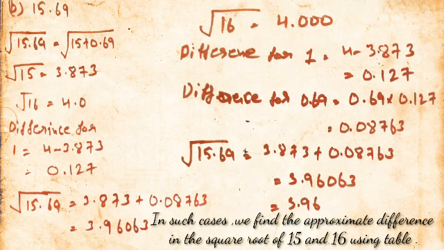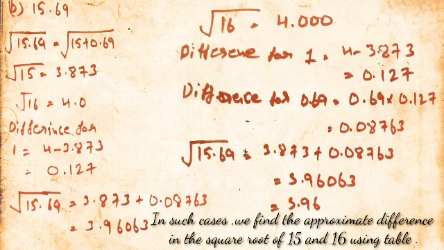0.127. And if the difference for 1 is 0.127, and in the question the value is 0.69, so the difference for 0.69 will be 0.69 multiplied by the difference of 1. जो 1 का difference आया है उससे multiply करोगे. 0.69 multiplied with 0.127, you will get 0.08763.